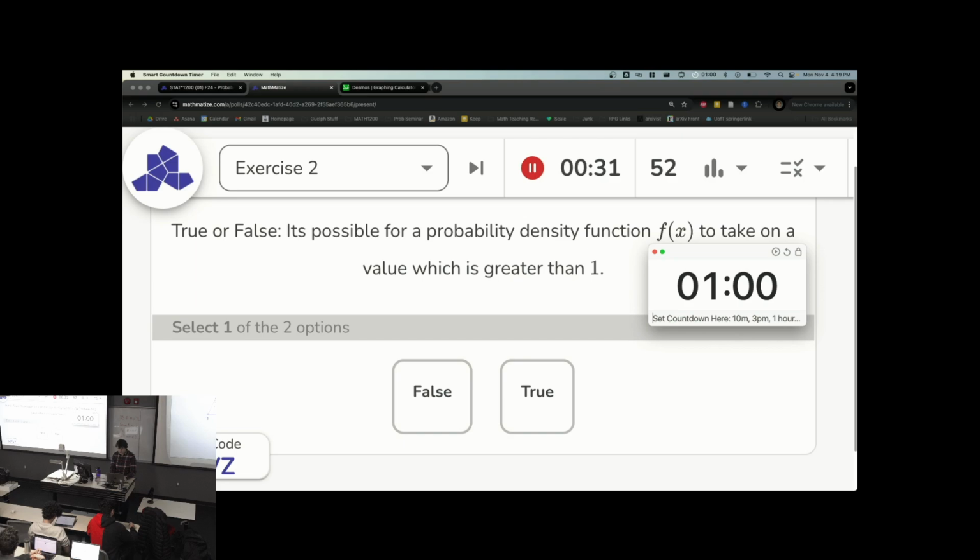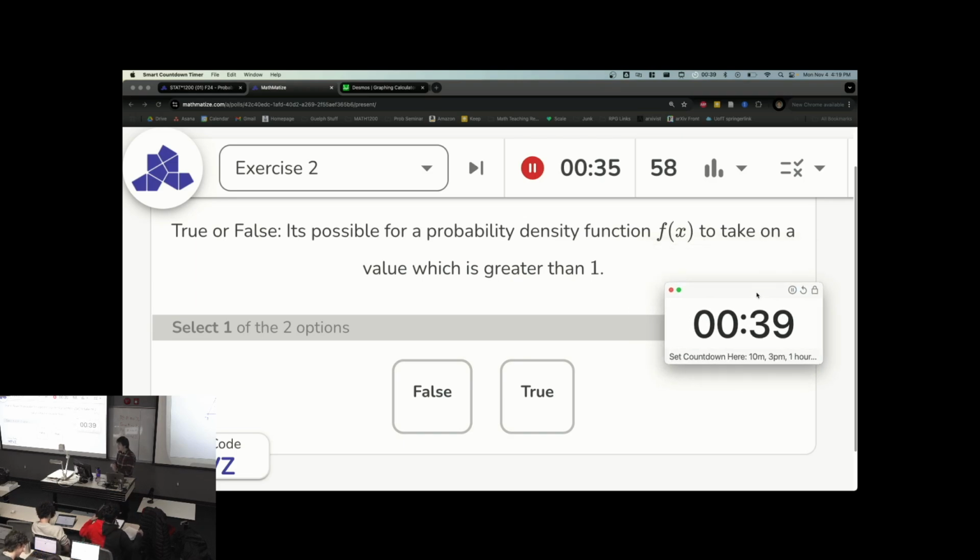Probably there's like 40 seconds left till 4:20 here. So let's see what you think. Can the probability density function take on a value like 3, which is greater than 1?